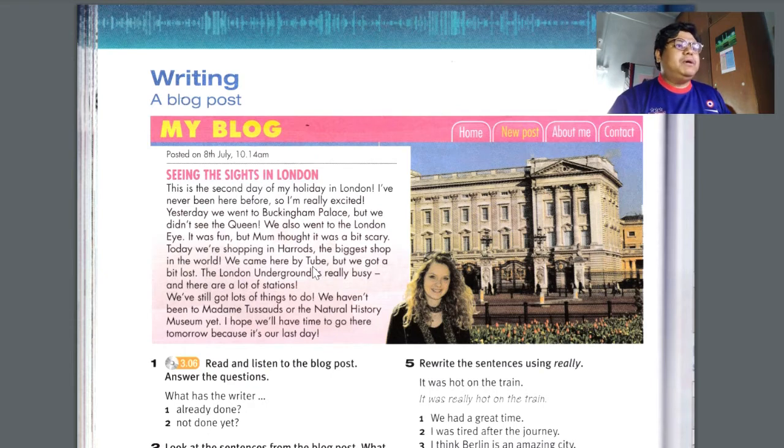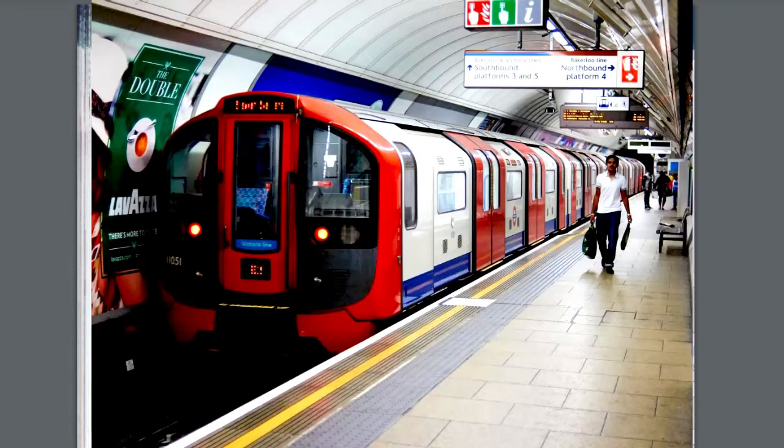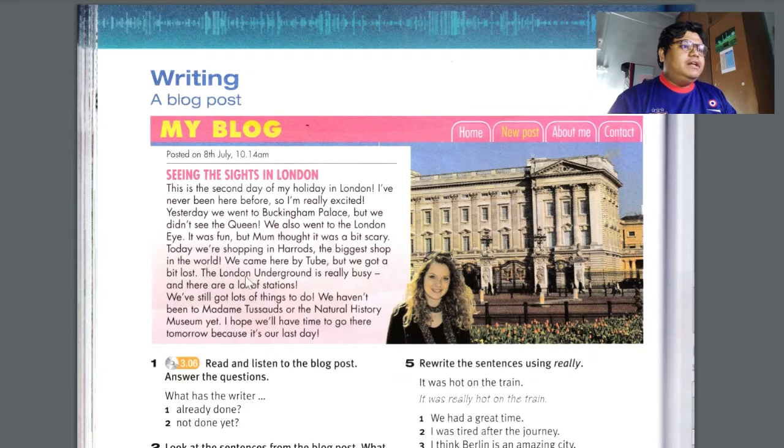Okay, kereta api bawah tanah. Okay, but in London they call it the Tube. That's why they said we came here by Tube, but we got a bit lost. The London Underground, there you go. The London Underground is the underground station in London lah. The underground train station in London is really busy, and there are a lot of stations.